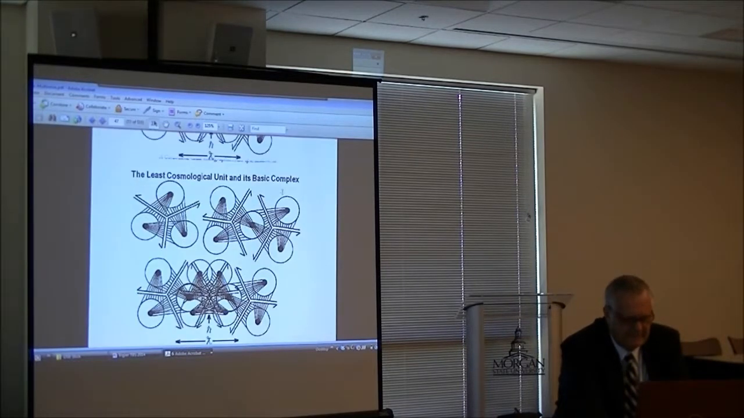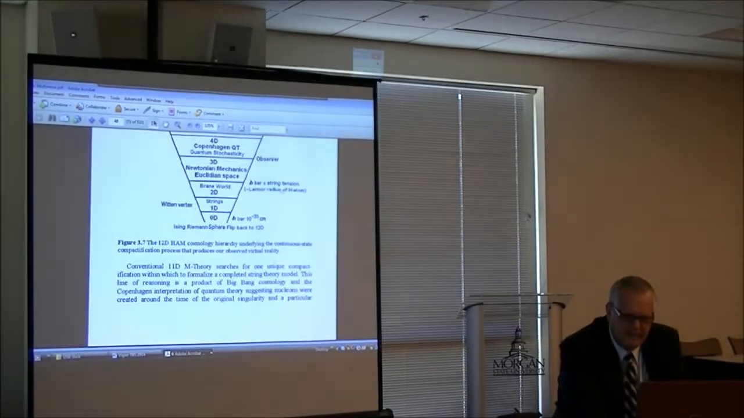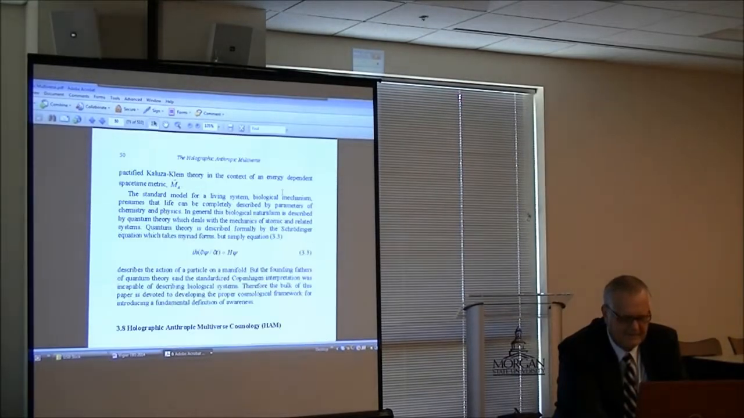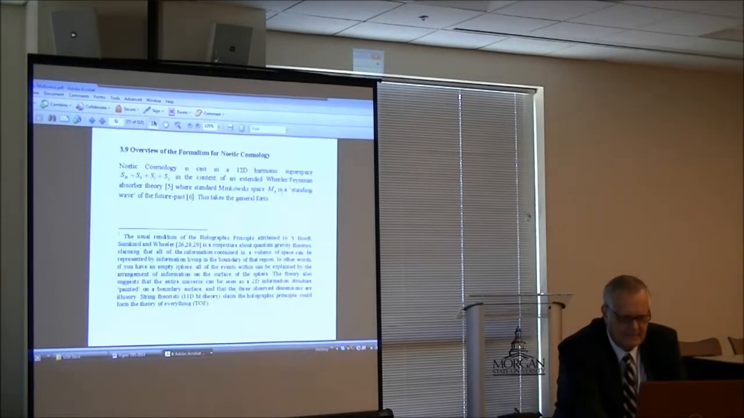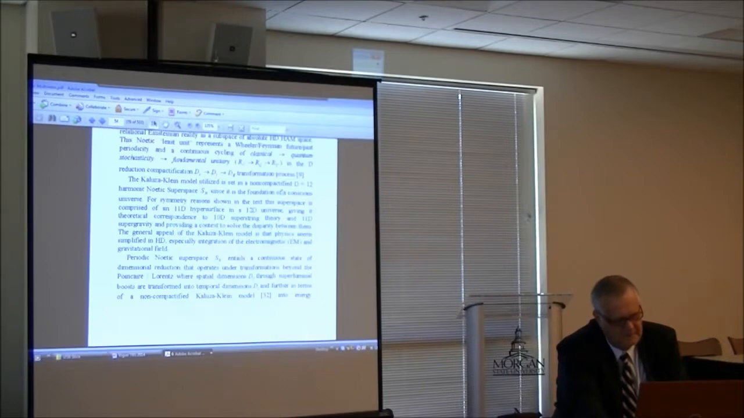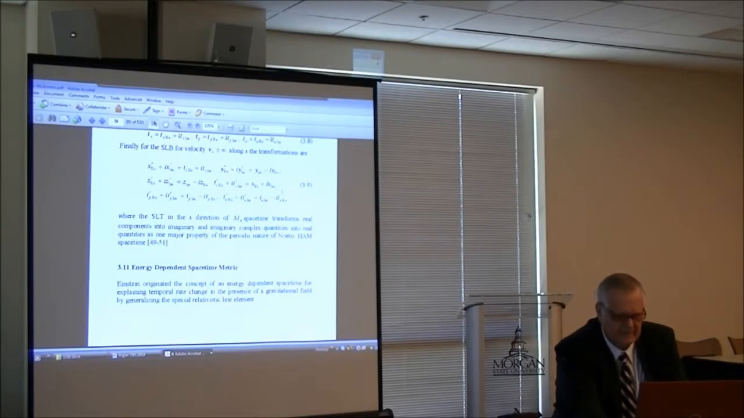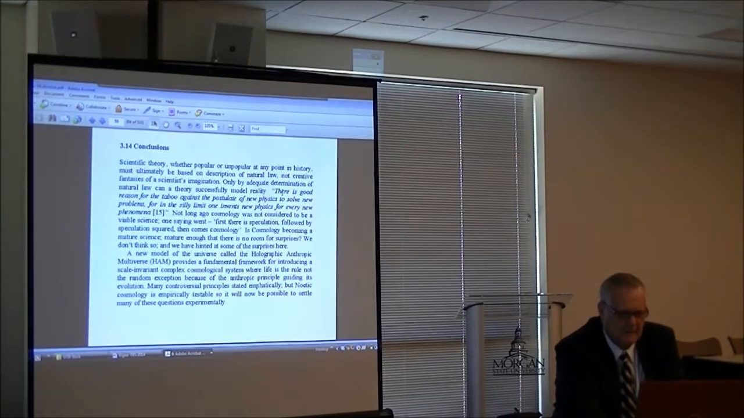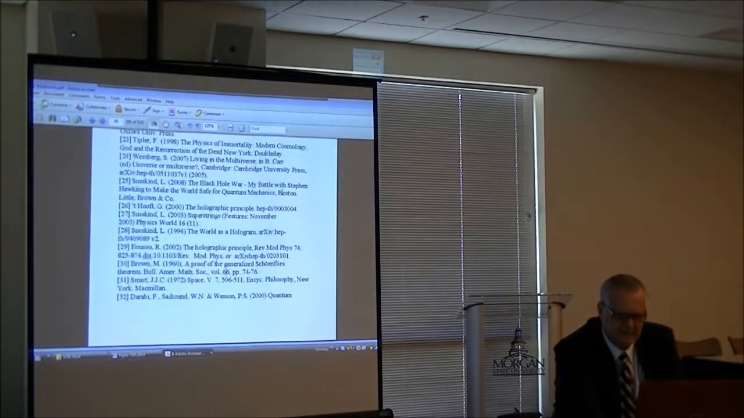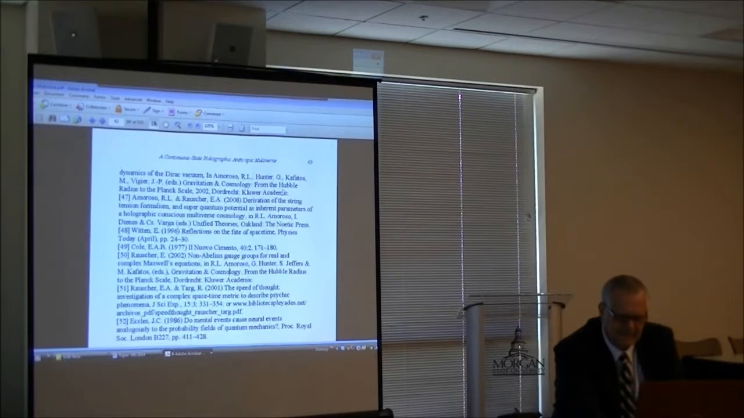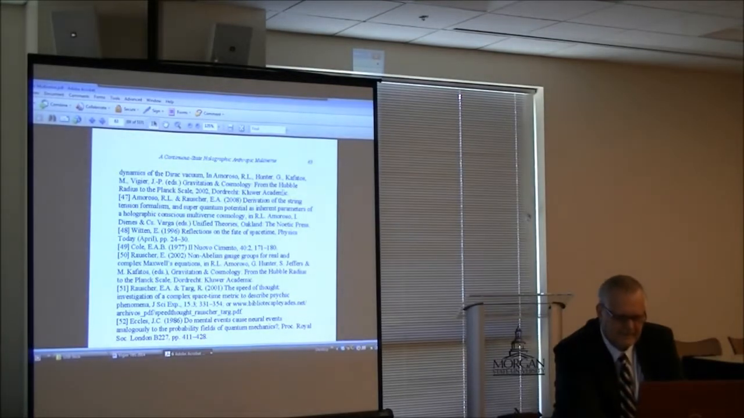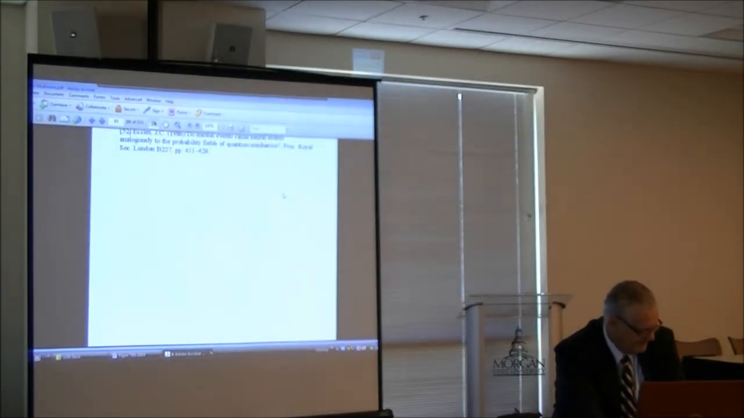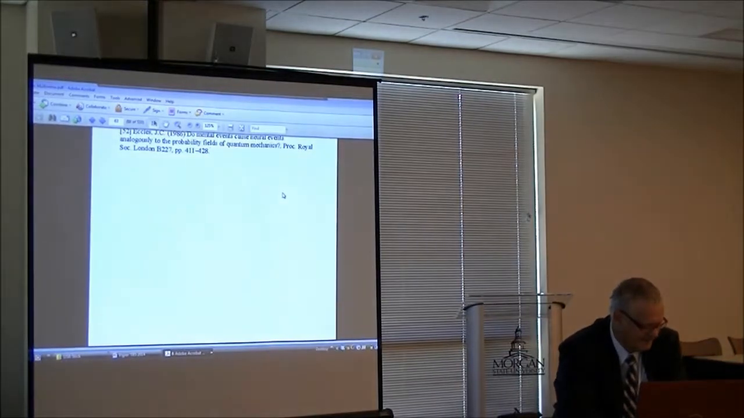A little bit about the least cosmological unit. It's curious, I didn't have good enough notes here, that the least cosmological unit is very similar to the logo on the doors to the Radisson here. Find it someplace.